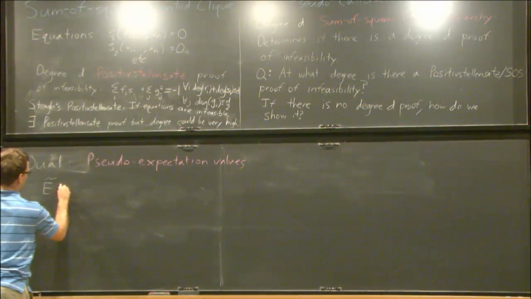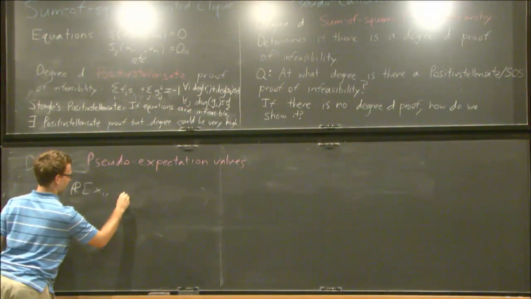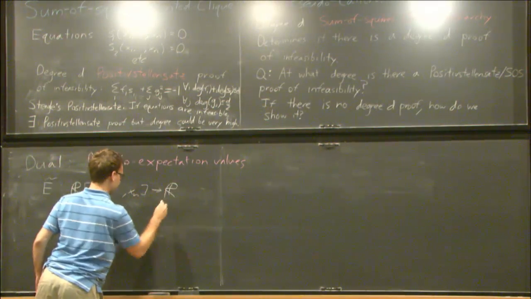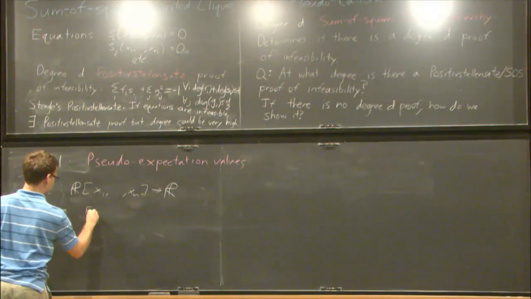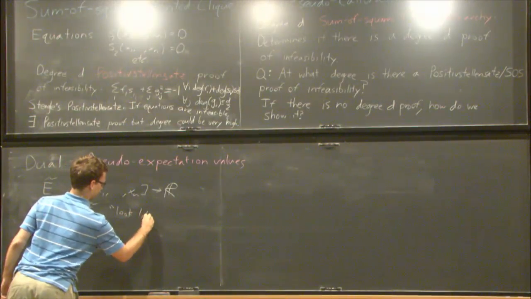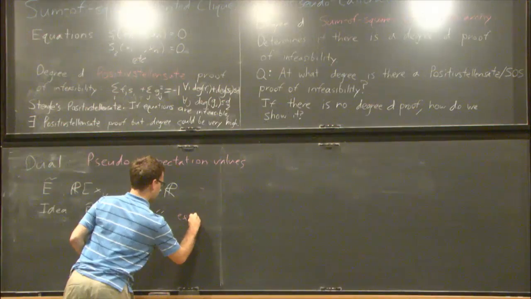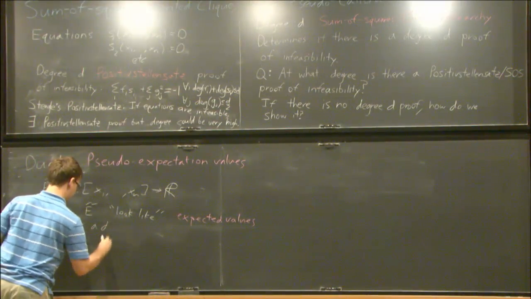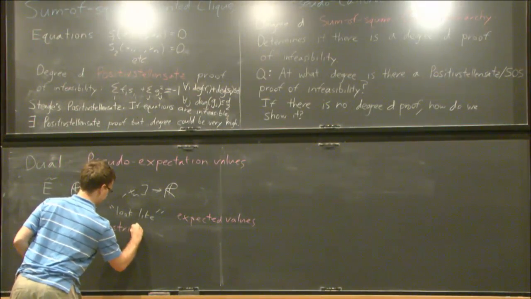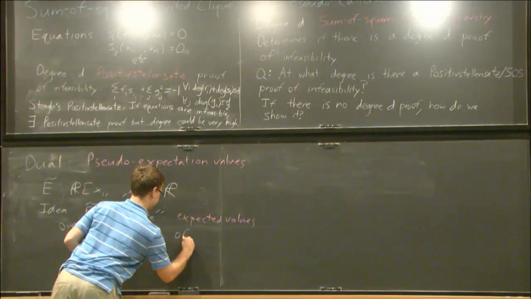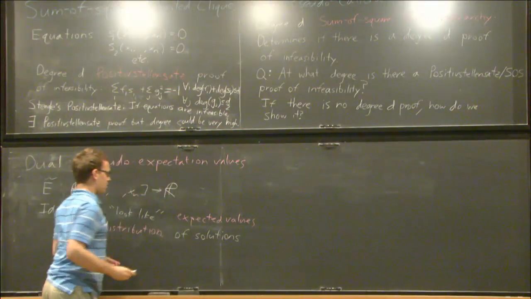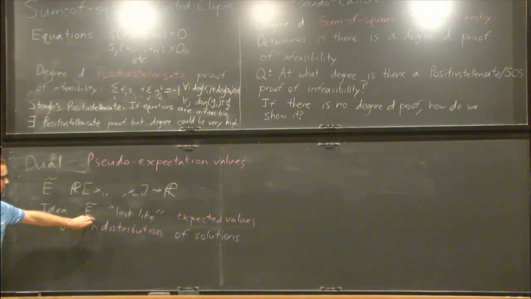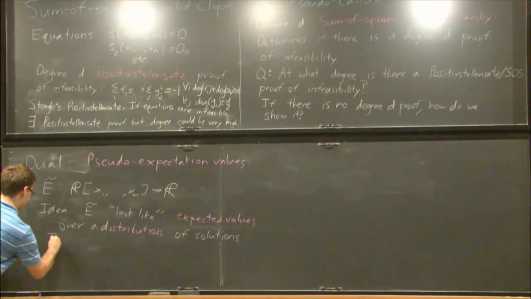Pseudo-expectation values are a map from polynomials to values, a linear map from polynomials to values. And the idea is that they look like the expected values over a distribution of solutions. So, do the values have to be positive? On squares, they should be. It's just a linear map. I'm going to say what conditions they should satisfy right now. So they should satisfy the following tests.